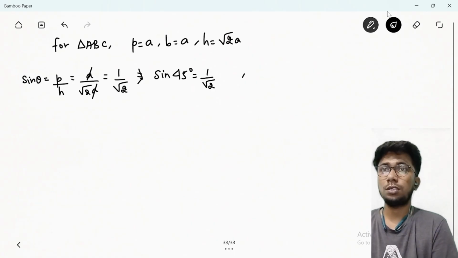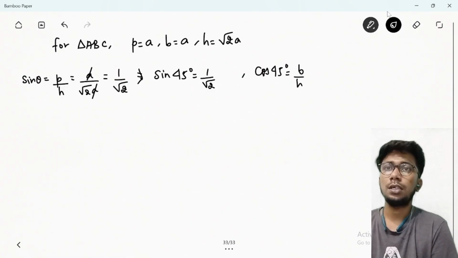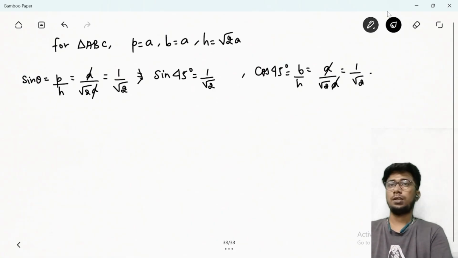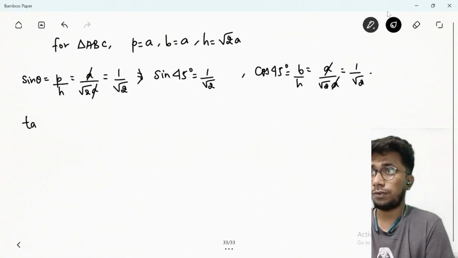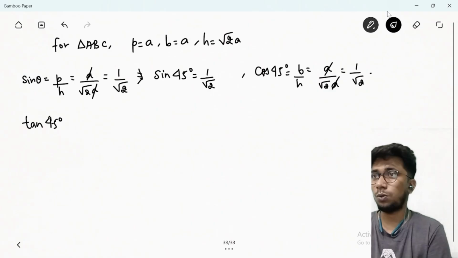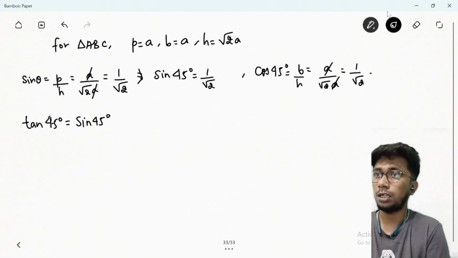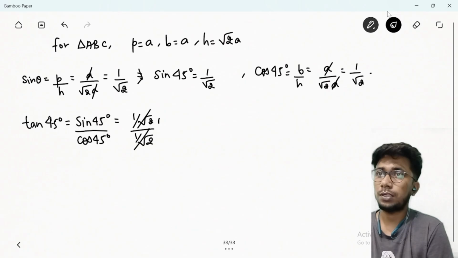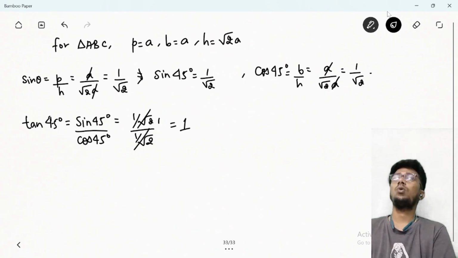Now for cos 45, what will it be? Cos 45 degrees is what? It is base upon hypotenuse, and here base was also a and hypotenuse was root 2a. This will get cancelled out and we will get it 1 upon root 2. What about tan theta? That is tan 45. We can calculate it through p upon b, but we know that tan theta is nothing but sine theta upon cos theta by the quotient relation. So here we can write it as sine 45 upon cos 45. Both these values were 1 by root 2. This will get cancelled out and we will get tan 45 is equal to 1.